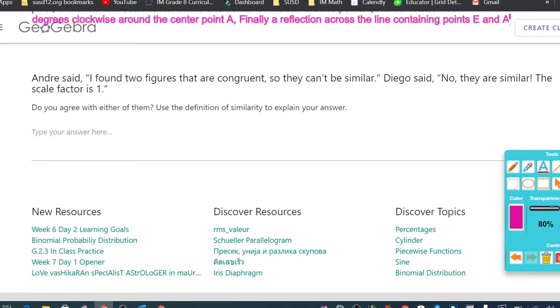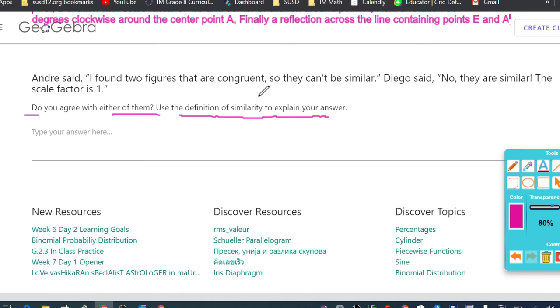Last problem. This is problem number 4. Andre said, I found 2 figures that are congruent, so they can't be similar. Diego said, no, they are similar. The scale factor is 1. Okay, now what's your answer? Do you agree with either of them? Use the definition of similarity to explain your answer.